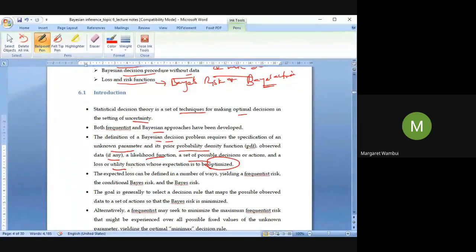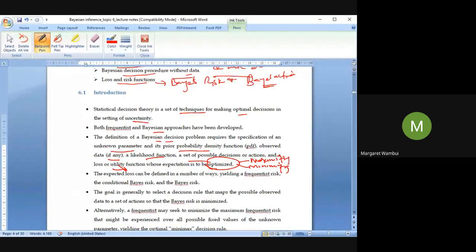So it will depend on this loss or utility. If it's a loss, you would want to minimize the loss. If it's utility, like profit, you would want to maximize. That's why we are using the general term optimize, because optimize may mean either you are maximizing or you are minimizing.